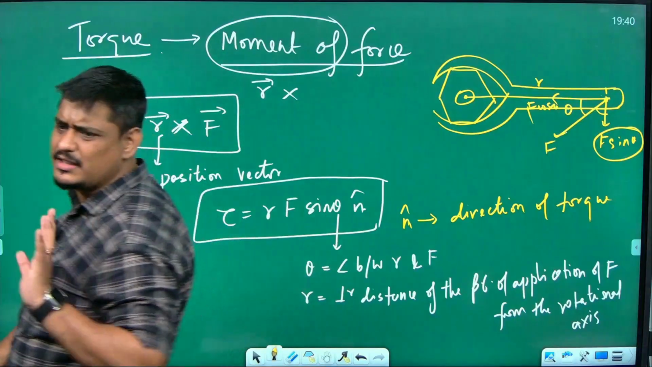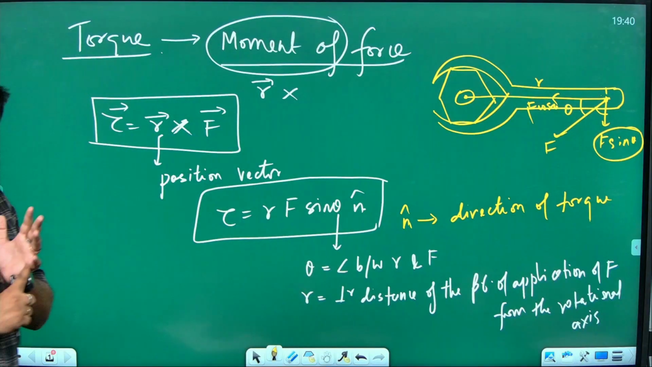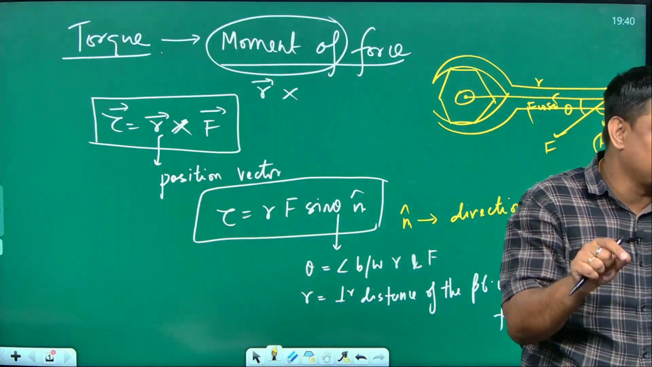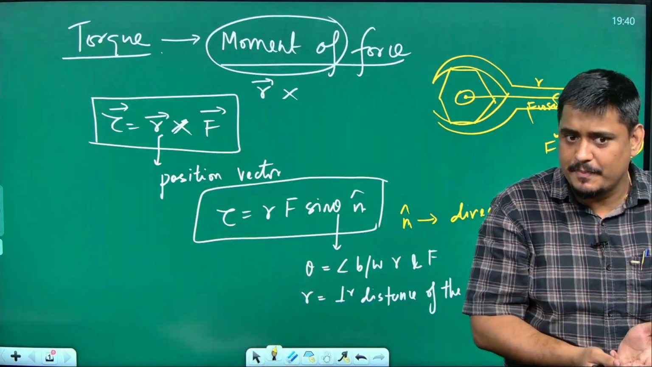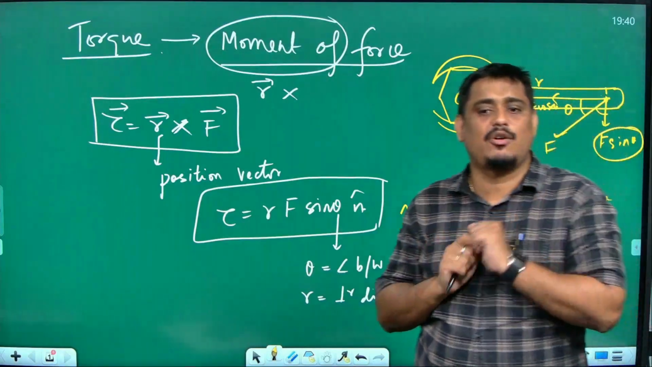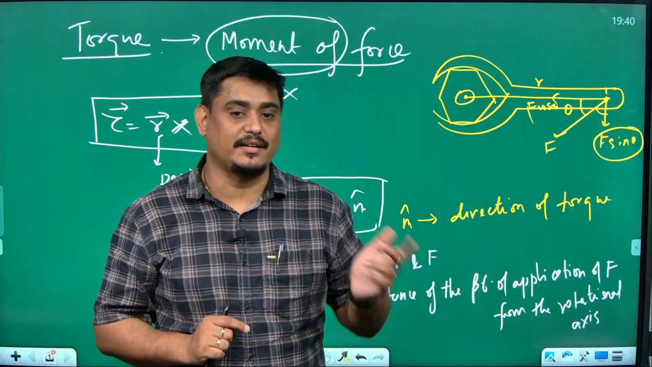Basic thing. So torque is what? r F sin theta n cap, where r is the distance between the point at which the body rotates and the point of application of force, F is the force applied, theta is the angle between r and F, and n cap is the direction of torque, which will be perpendicular to the plane consisting of r and F.